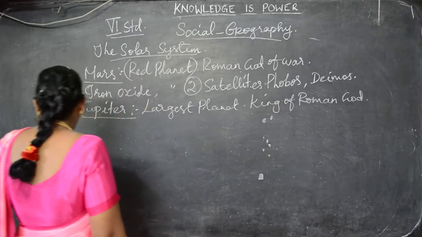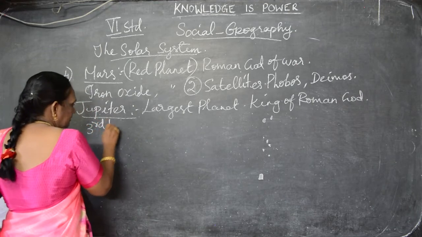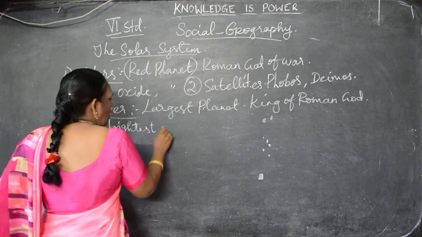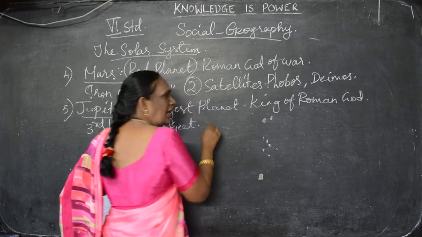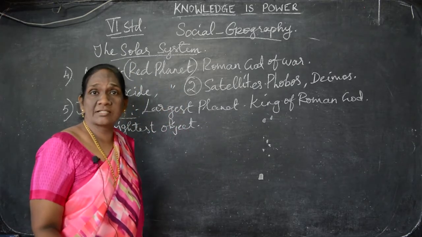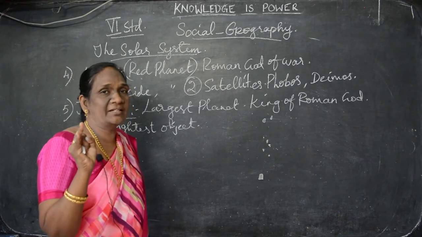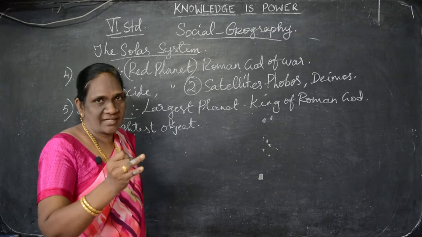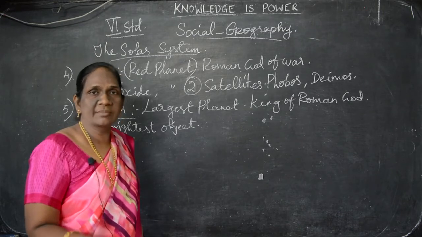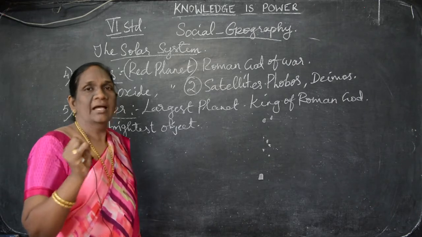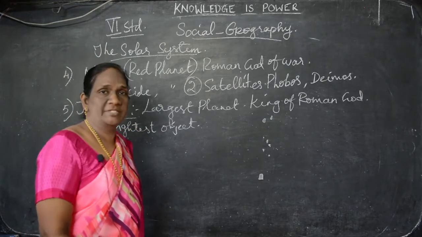It is the 3rd brightest object, next to the Moon and Venus. The brightest object in the solar system is the Moon. First is the Moon and second one is Venus. Venus is in which position among the planets? Second planet. Mercury, Venus. Understand? So the brightest object in the solar system, first is the Moon, the second object is Venus, and this Jupiter is the 3rd brightest object in the solar system.